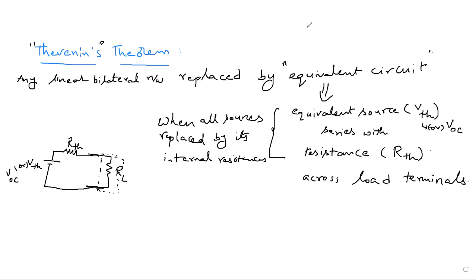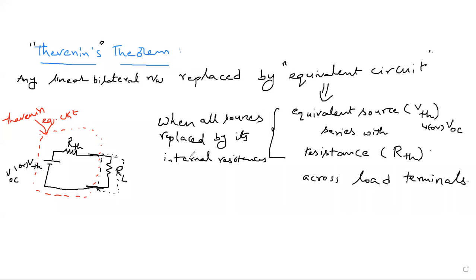Whatever the complex circuit we are having, that should be a linear bilateral network. Then the complex network will be converted into a single equivalent circuit consisting of one voltage source in series with one resistance across your given load terminals. The entire circuit is now converted into two components: one voltage source in series with one resistance. This is called your Thevenin's equivalent circuit. Understand now the theorem?